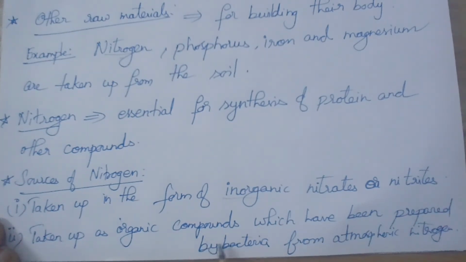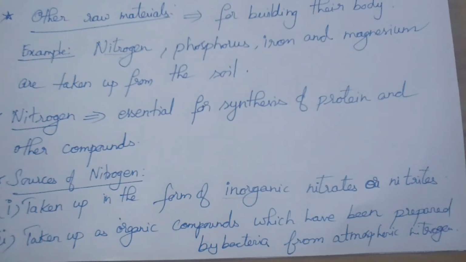So who will fix this organic nitrogen? Bacteria. Bacteria will take this nitrogen from the atmosphere and convert it into an organic compound like ammonia. So these are the two sources of nitrogen: available in inorganic form as well as organic compounds.